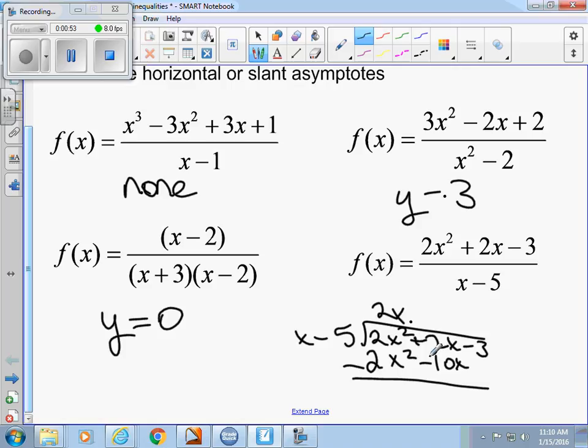Okay. 12, is that 12x? So plus 12. So y equals 2x plus 12. Questions, comments, thoughts?